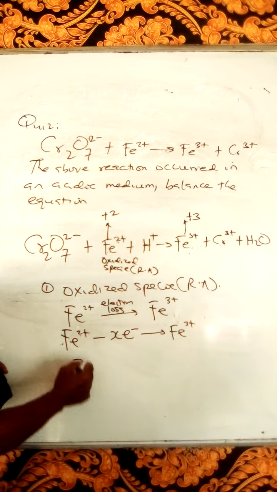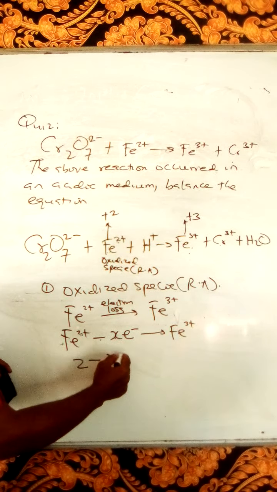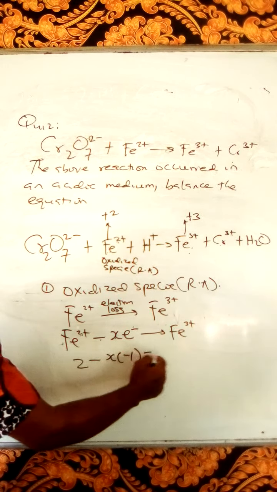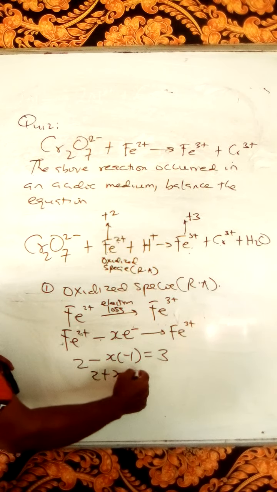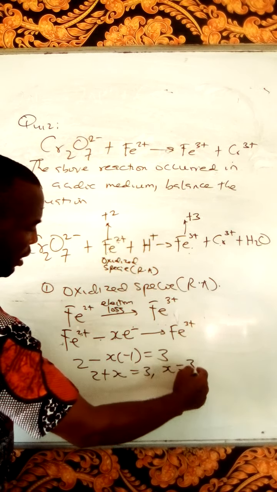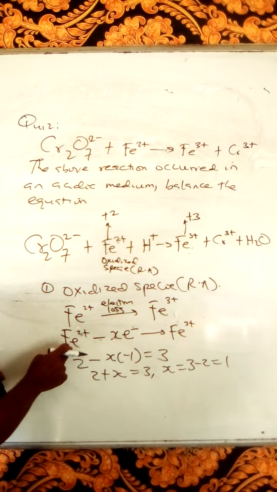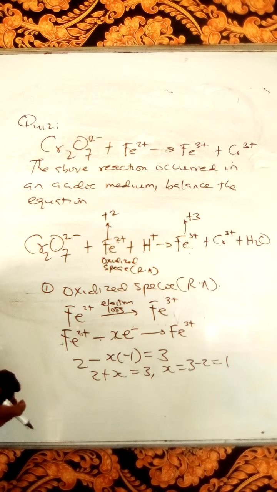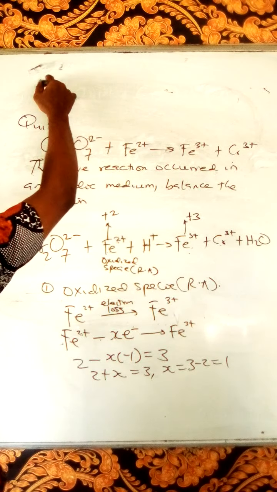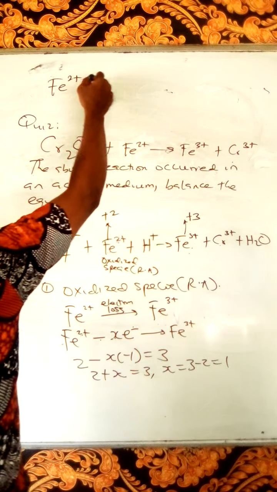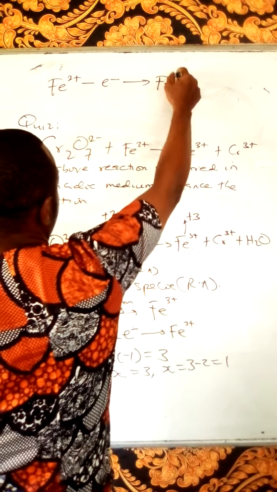The charge here is 2 for iron 2. The operation here is minus. Here is x times minus 1 equal to the charge here, which is 3. Then I have 2 plus x giving us 3. x gives us 3 minus 2, which is 1. That means one mole of electron was lost by iron 2 to produce iron 3. So the oxidation equation becomes Fe2+ minus e, which is 1 mole here, giving us Fe3+.